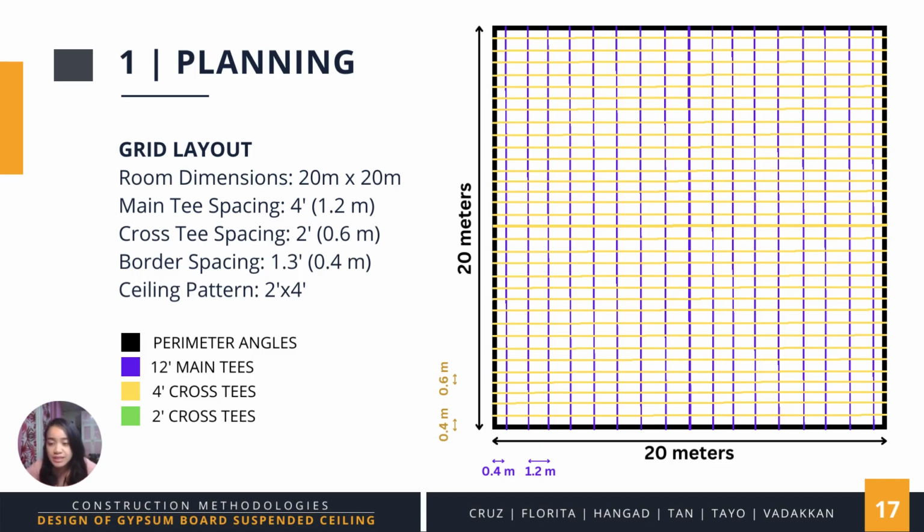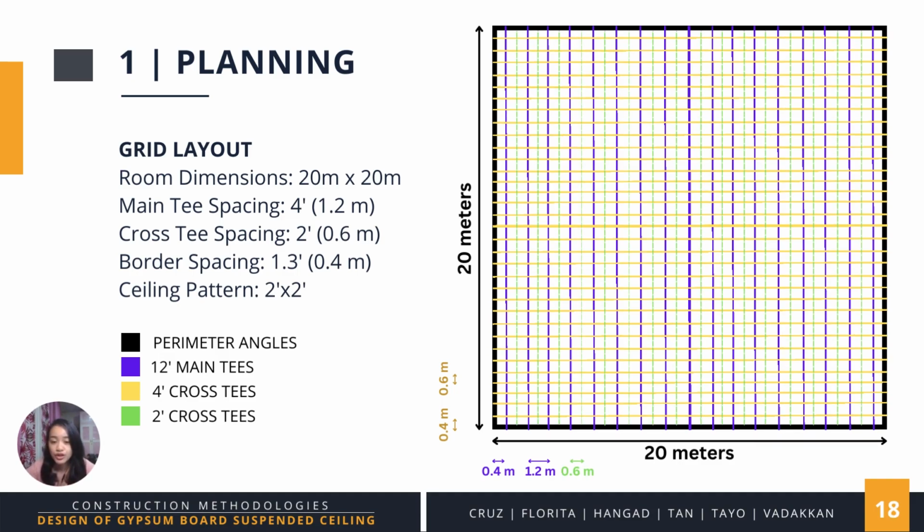Position the tees so that the space nearest to the wall is equal on both sides and as large as possible. For a 2x4 ceiling pattern, this will be the final grid layout. However, if a 2x2 ceiling is preferred, we just have to add 2-foot cross tees between the main tees as shown by the green lines in the figure.